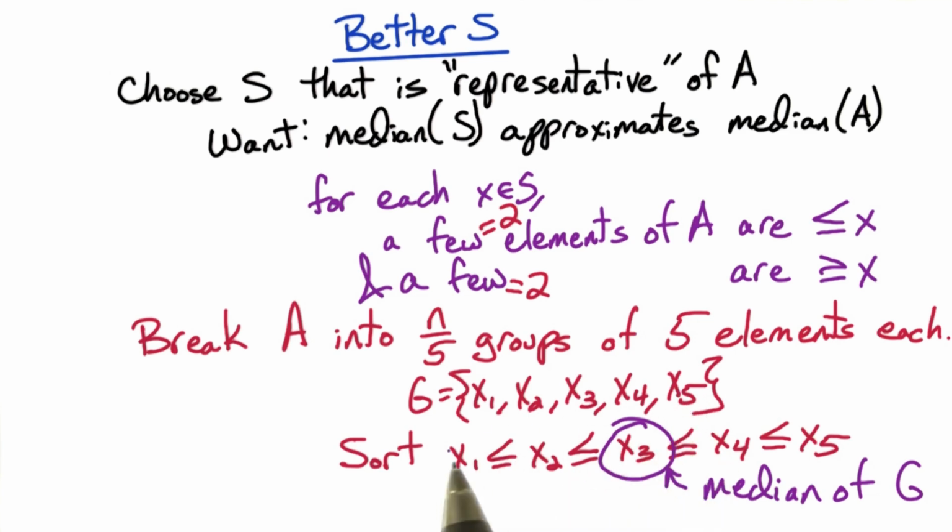For each group, what we do is we sort it. How long does it take us to sort? Well, notice this group is of 5 elements. So sorting it takes order 1 time. It doesn't matter what algorithm we use. We can take an exponential time algorithm. Exponential in 5 is still order 1. So it takes us order 1 time to sort this group, and then we can take the median element of this group. And that's going to be the representative sample for this group.